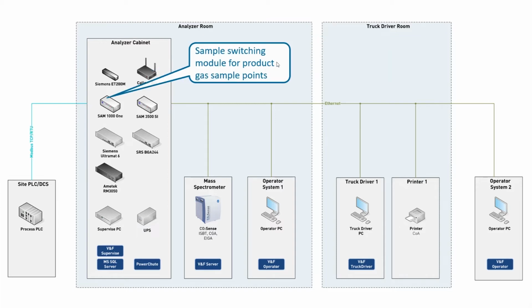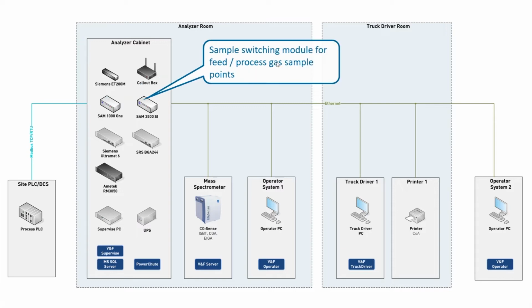The SAM1001 is the sample switching module for the product gas sample points. This is a double block and bleed module where purge gas flow rates and bleed flow rates are monitored. The SAM3500 is the sample switching module for feed gas and process gas sample points.